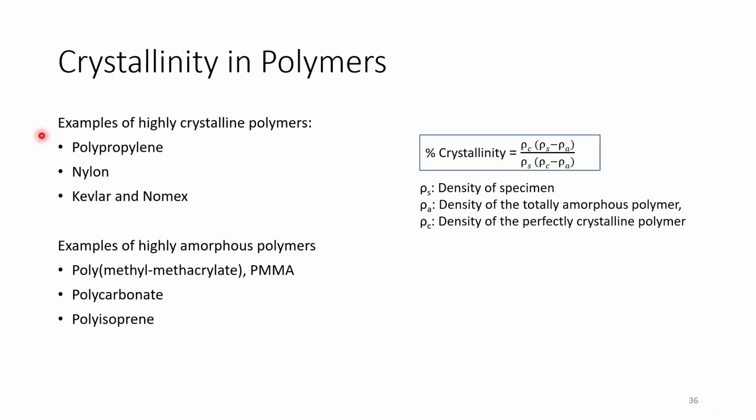Next up, examples of highly crystalline polymers are polypropylene, nylon, Kevlar and Nomex. And amorphous polymers are PMMA, polycarbonate and polyisoprene. Now this is how your percent crystallinity is calculated. It is density of your perfect crystalline region times the rho S. S is your specimen, rho A is your amorphous part. So S minus A divided by S times C minus A.